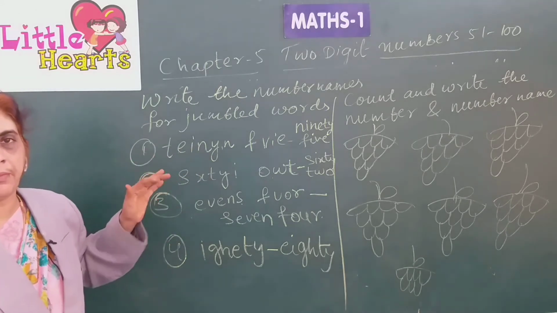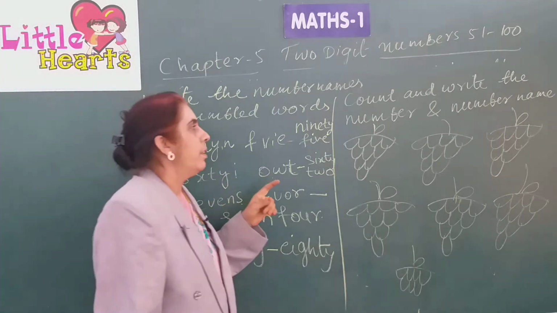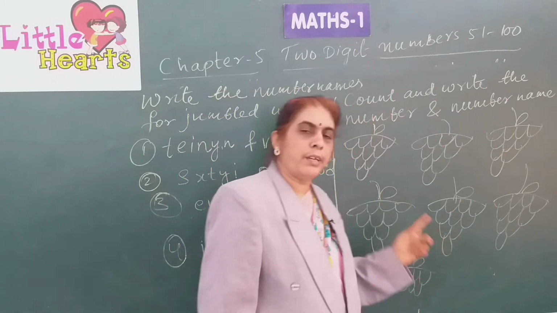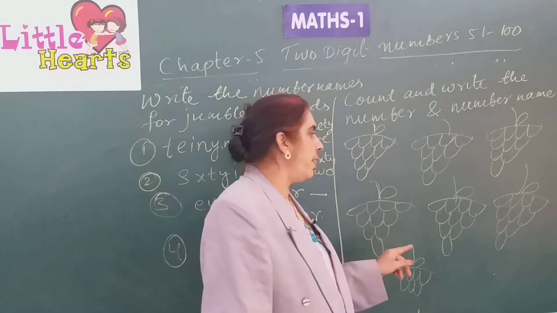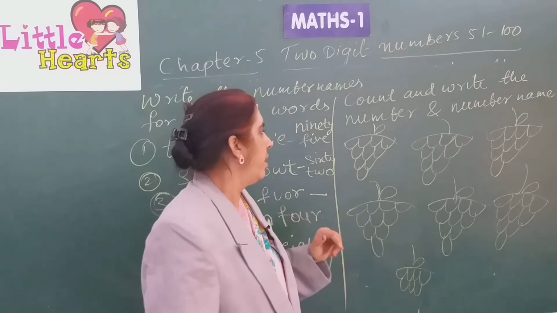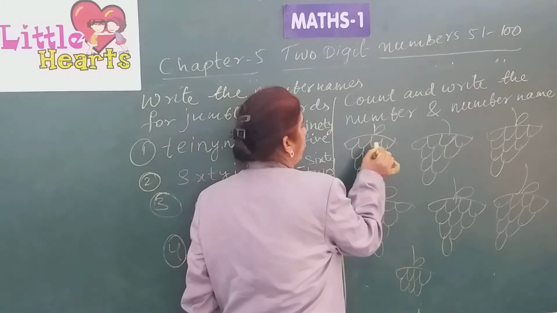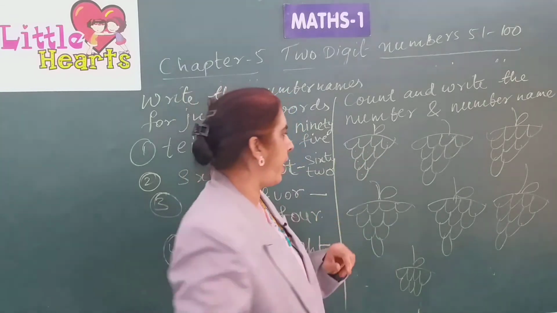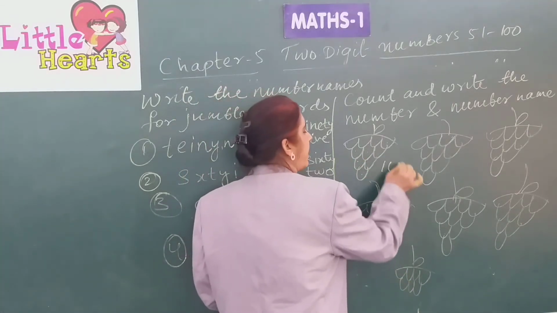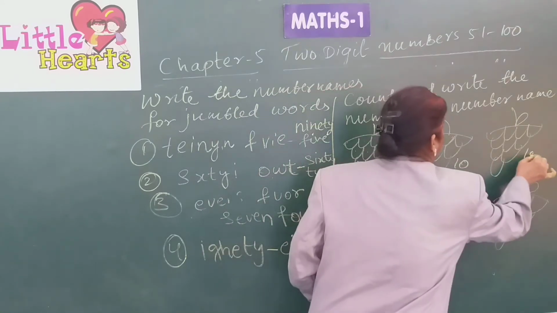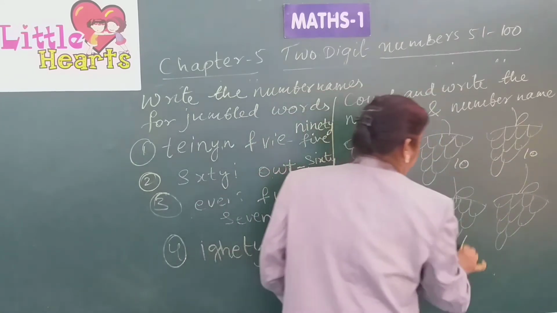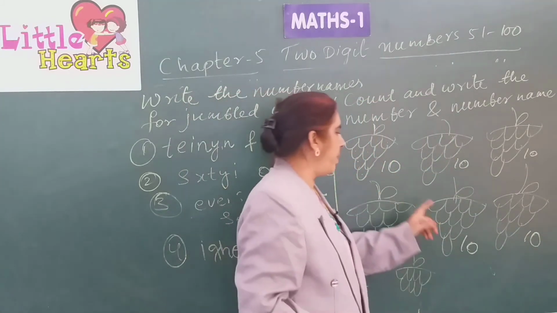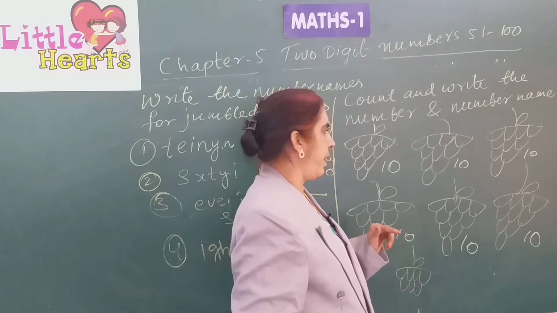Now some groups of grapes are given. You have to count the number of grapes and write the number name and number here. See, 1, 2, 3, 4, 5, 6, 7, 8, 9, 10. So in each bunch of grapes there are 10 grapes.